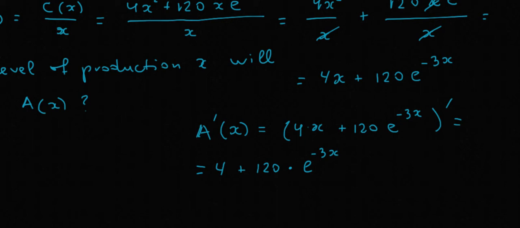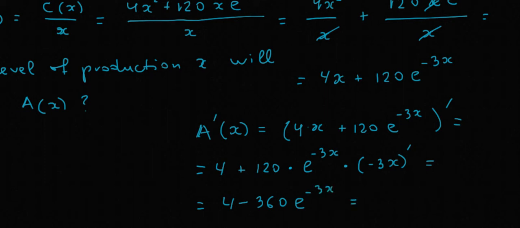This is because the derivative of e to the power x equals itself, e to the power x. But here is where the chain rule comes in. We need to multiply all of that by the derivative of negative 3x. And so the derivative of negative 3x, of course, is negative 3. And altogether, we get 4 minus 3 times 120, 360, e to the power negative 3x.